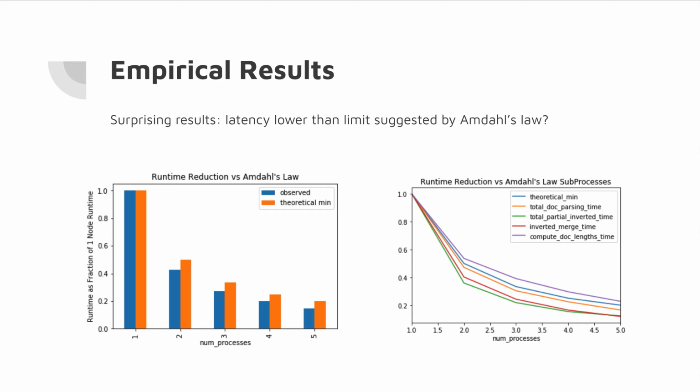On the left here, we have the total speedup of the entire process, and on the right, I have it split up by sub-process. The blue line on the right is what's theoretical according to Amdahl's law, meaning if you have 2 nodes, it's twice as fast, 3 nodes is thrice as fast, and so on. And we still see many sub-processes are faster.